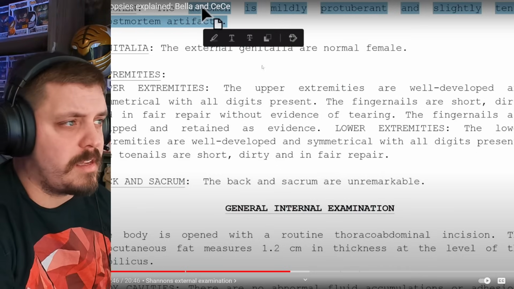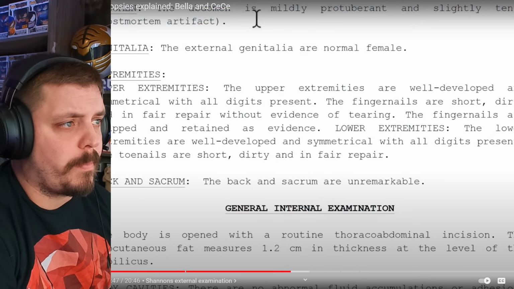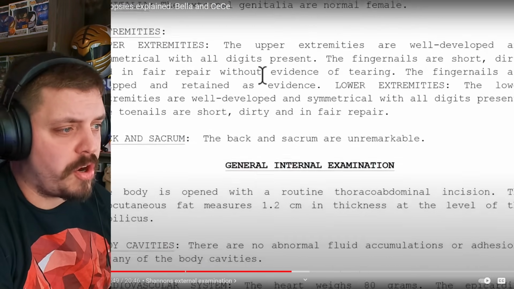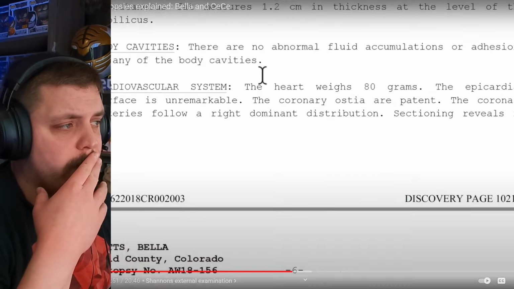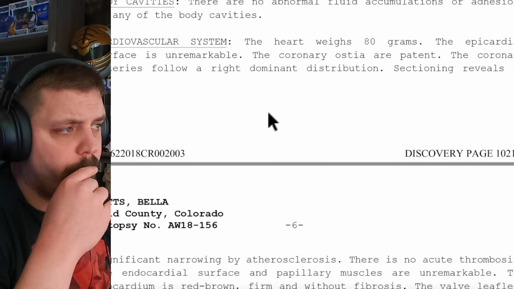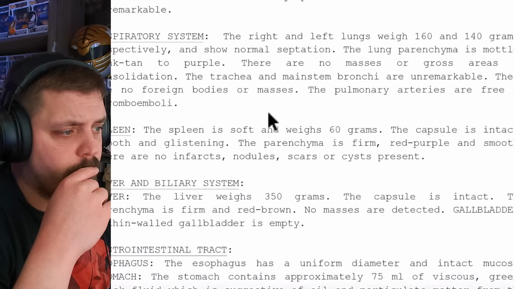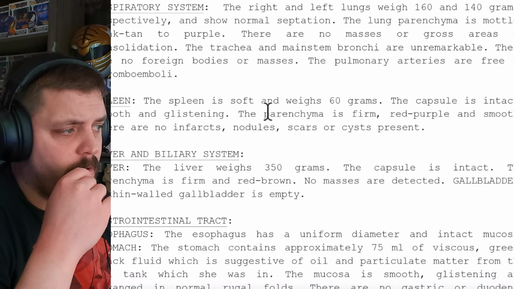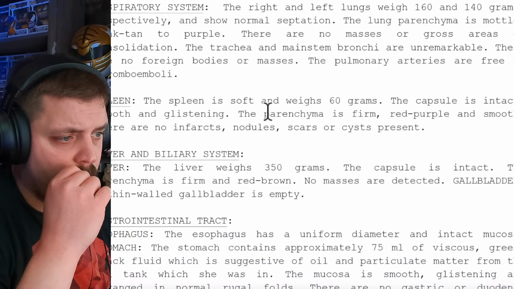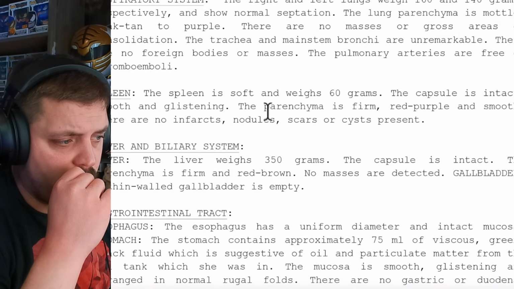In the abdomen, that was not surprising. On the internal examination, there was no evidence of heart disease. I mean, we wouldn't expect there to be in such a little girl, unless she had some congenital abnormality, but that's not the case.